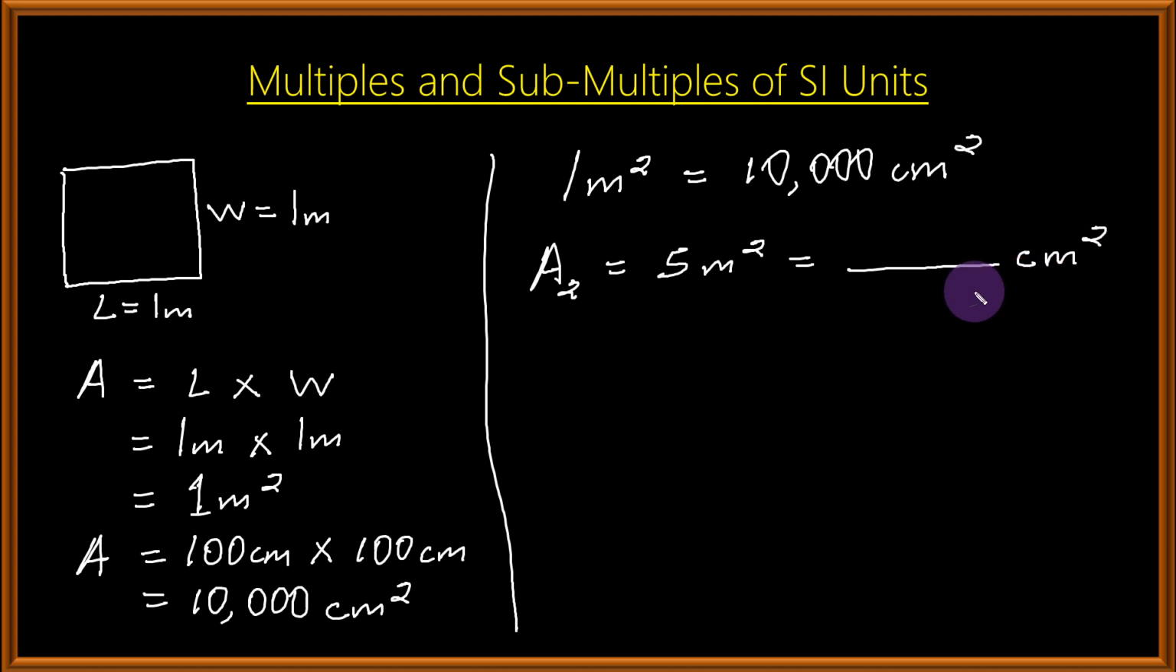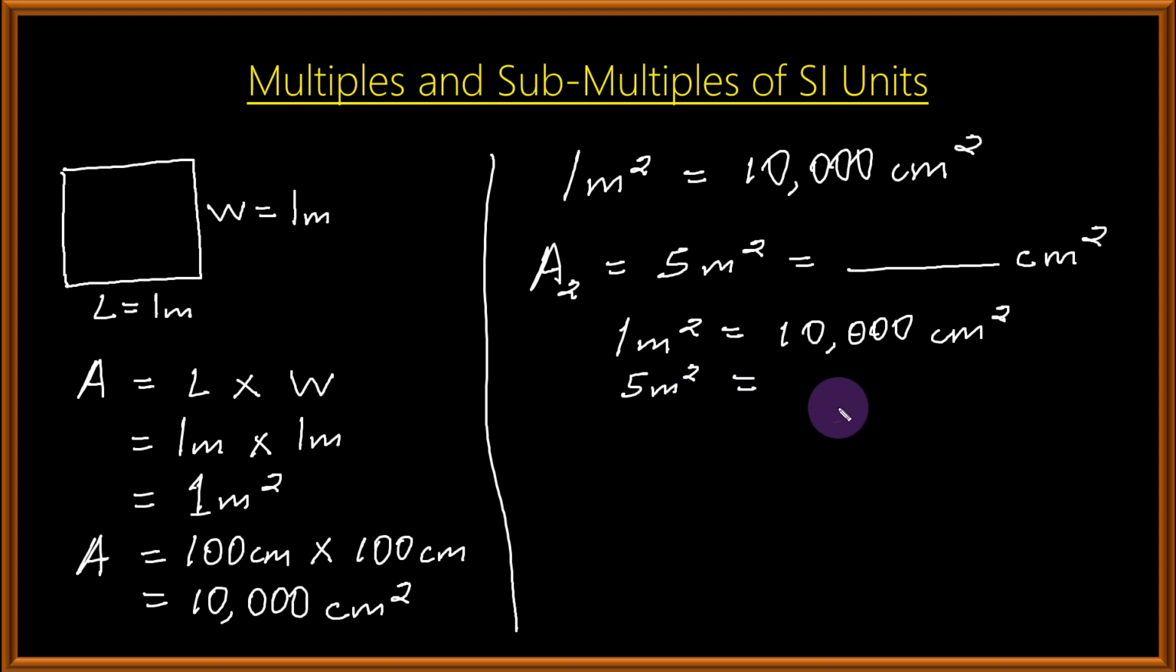The best way of doing this is to recall that since 1 square meter is equal to 10,000 square centimeters, then 5 meters squared is equal to, again here, you can cross multiply. You can say it is equal to 5 meters squared times 10,000 centimeters squared, and then you divide all of this by 1 meter squared.